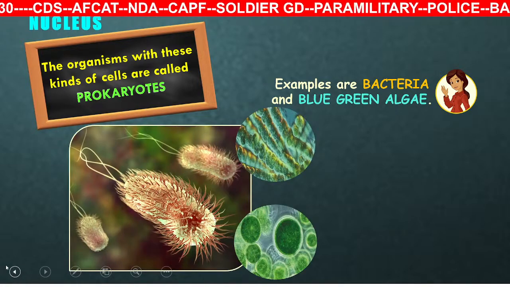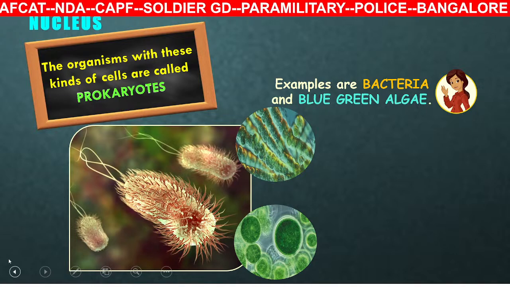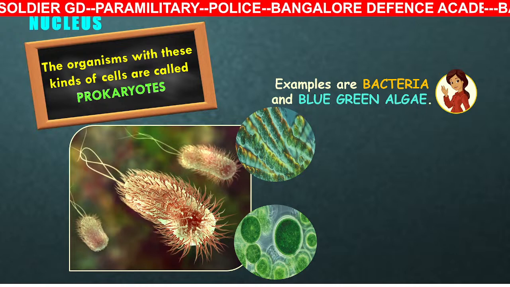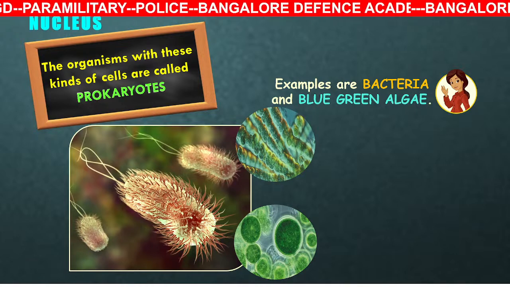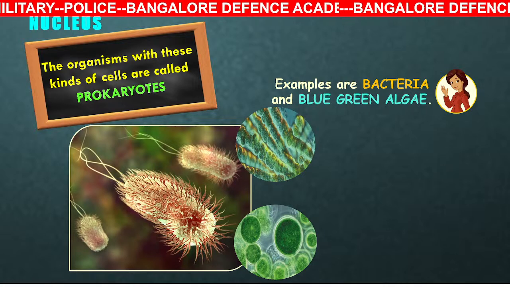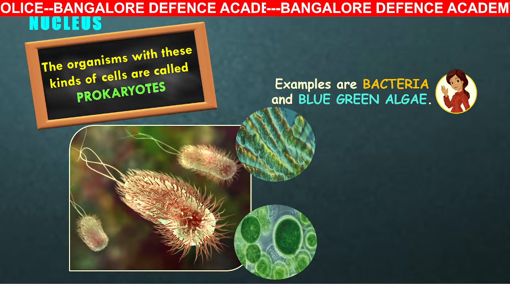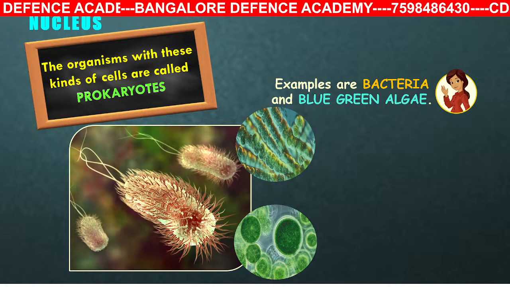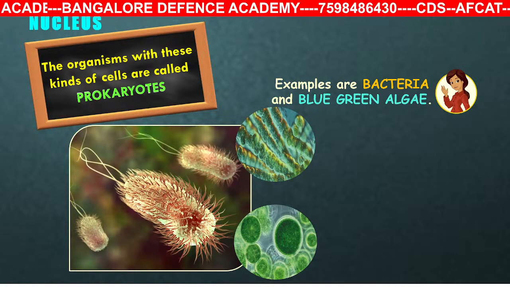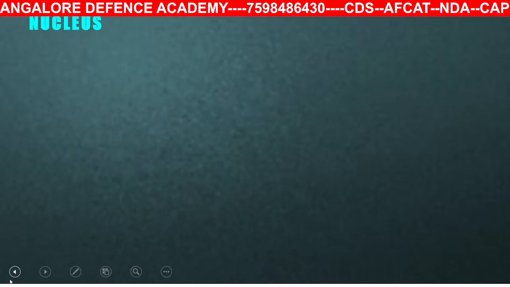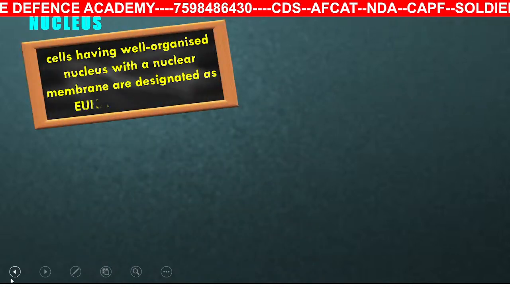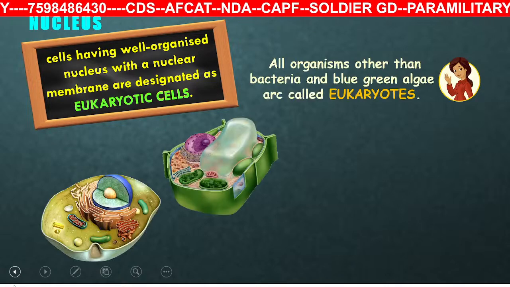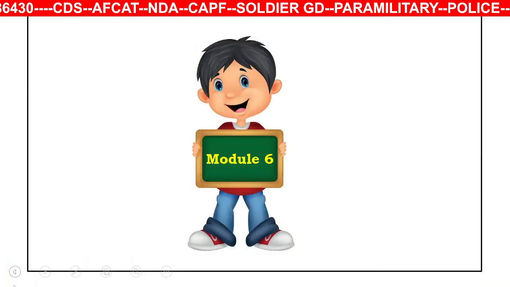Okay, how many of you know blue-green algae? Give me an example where you have seen this. Yes, sometimes if you go to a lake or a pond, you can see a very thin green colored layer on it. It is a very sticky layer. Correct? So that is called blue-green algae, or it is also called cyanobacteria. Remember this. Cells having a well organized nucleus are known as eukaryotes. For example, plants and animals.